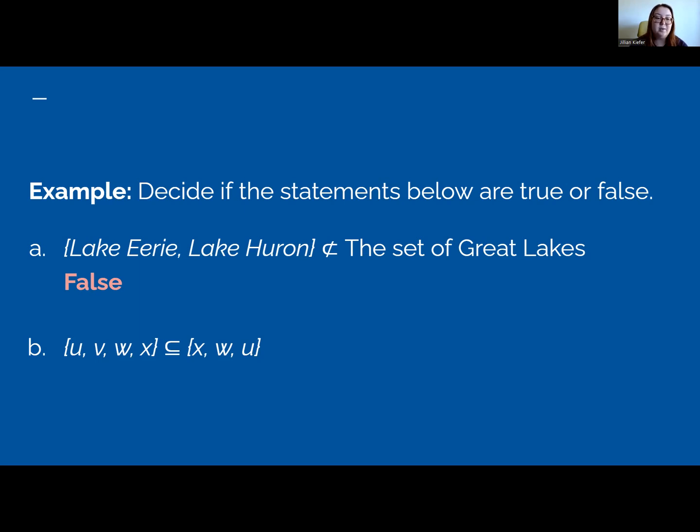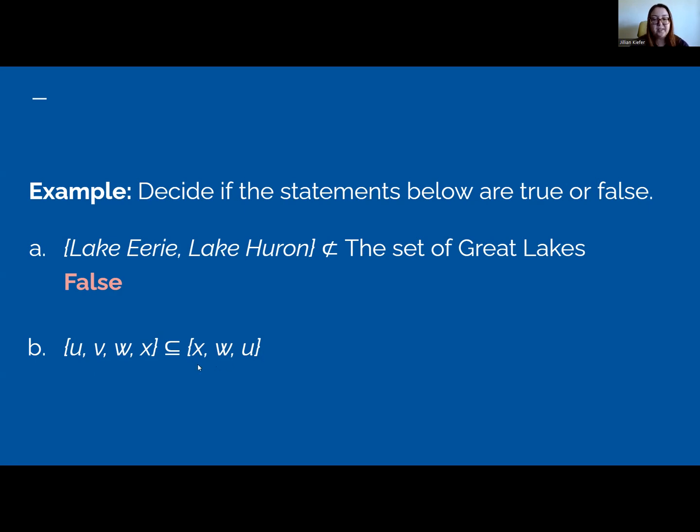Then we have B. We have the set U, V, W, X is a subset of X, W, U. Now remember, if something is a subset, we're really stating that the first set is a smaller version, or smaller subset, of the second set. And if we look at this, U, V, W, and X is the first set, and X, W, U is the second set.